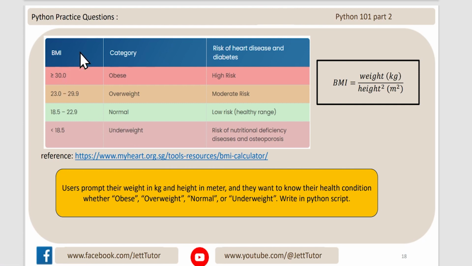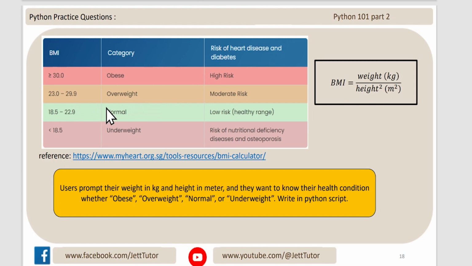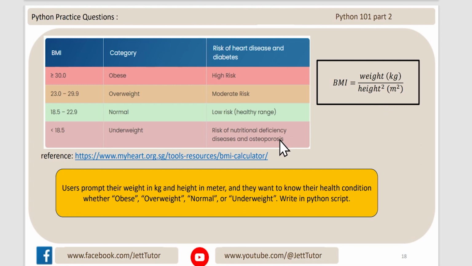So for people who have BMI greater than or equal to 30, categorize as obese, between 23 to 29 overweight, 18.5 to 22.9 normal, and less than 18.5 underweight. And the formula of BMI equals weight in kilograms divided by height in meters squared. Then how can we write this in Python? Okay, let's go to the Python code.